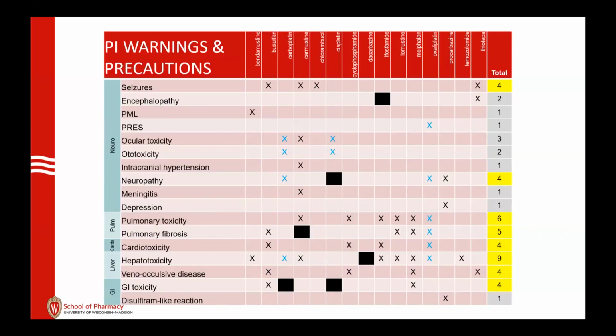In talking about package insert warnings and precautions, really all systems are affected by these drugs. On these tables, if it's a black box, it actually is a black box warning. If it's a blue X, that's just the platinum drugs, so you can see a class effect with some of those agents, for instance for ocular toxicity, ototoxicity, and neuropathy. On the far right side, if 4 to 10 drugs are involved with an effect, they're lit up in yellow. So seizures are problematic.